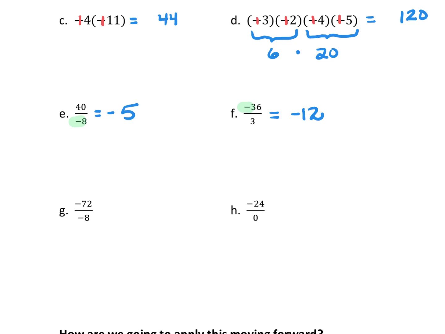Example G, -72 divided by -8. We're going to divide our numbers first. If we divide 72 by 8, we get 9. And just like with multiplication, with division, we can go ahead and cancel out our two negatives, and we get that this is equal to positive 9.